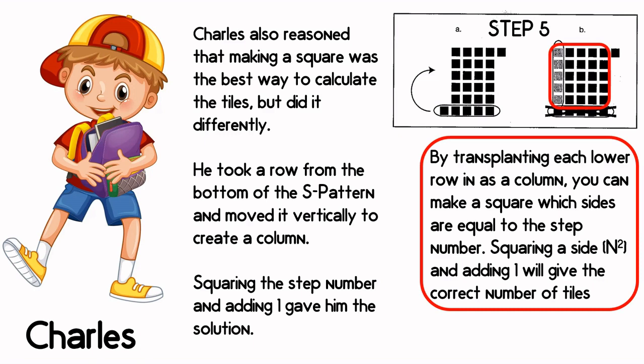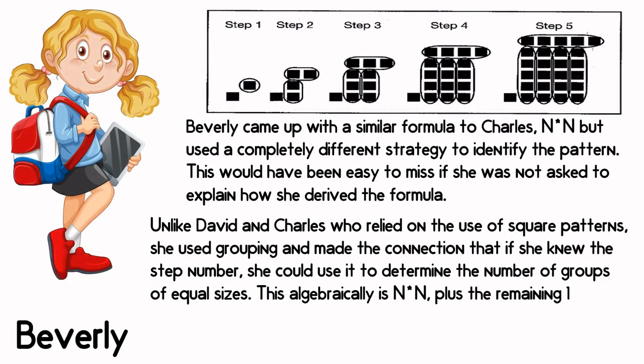You end up making a square with sides that are equal to the step number. So in this case, if it's step 5, each side is 5. And if you have one tile left over, which would give us the formula n squared plus 1. After Charles, Beverly raised her hand, and she gave a formula that was very similar to Charles's. And when Mr. Taylor was asking her about this formula, it didn't make a lot of sense intuitively. She said, well, if you multiply n times n and add 1, you would get the number of tiles.